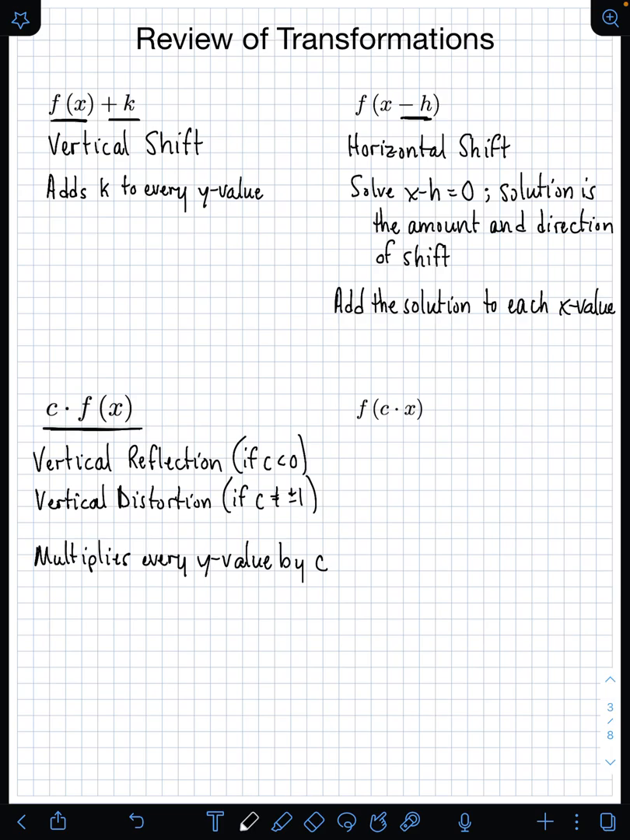That really only leaves one other thing, f of c times x. Like the horizontal shift, the multiplication by c is happening before the basic function operation. So this is going to cause us to have to choose an x value that takes that multiplication into account. What that means then is that we can have a horizontal reflection, again, if c is negative. We can also have a horizontal distortion, again, if c is anything other than a positive or negative 1.